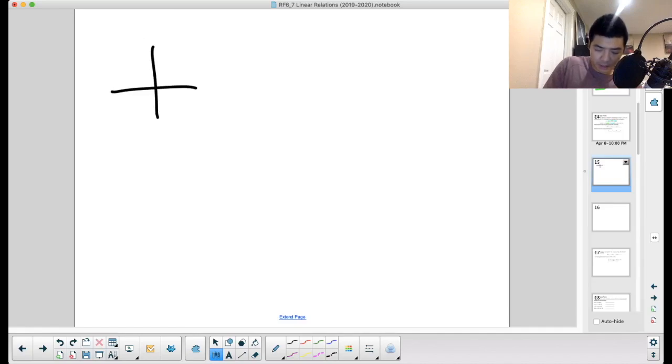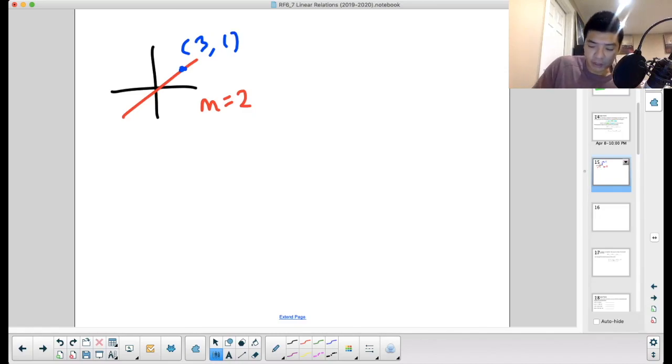And let's say we're given two pieces of information. Let's say we were told that the slope of this graph was 2, and we're given one of the points up here. Now this could potentially be something like (3, 1). We don't know. And essentially what we need to do is examine a really familiar formula.